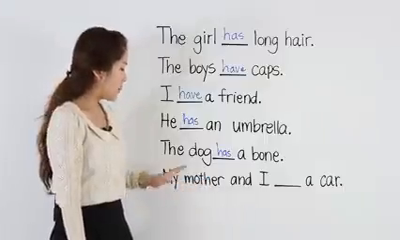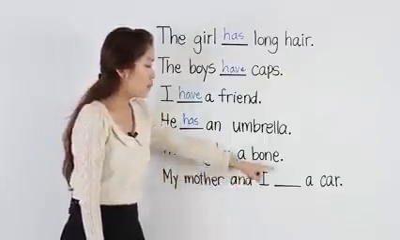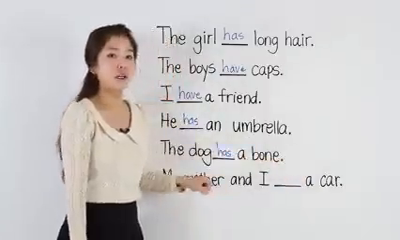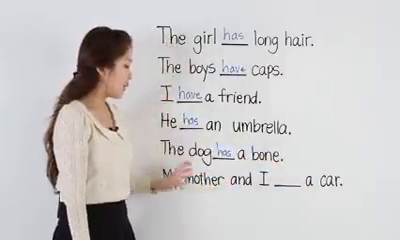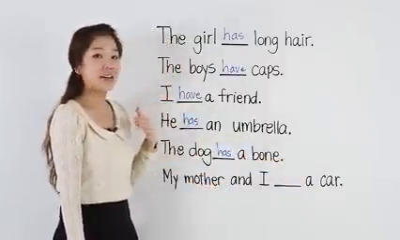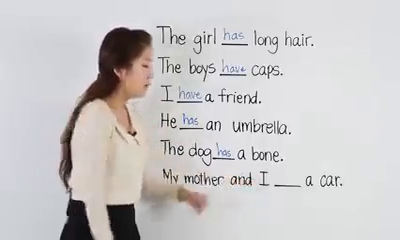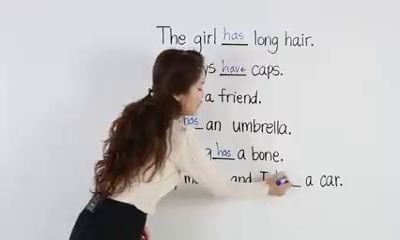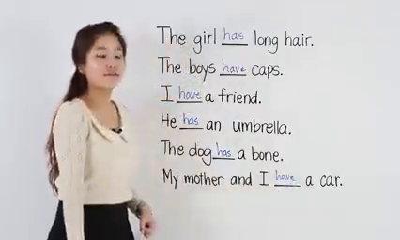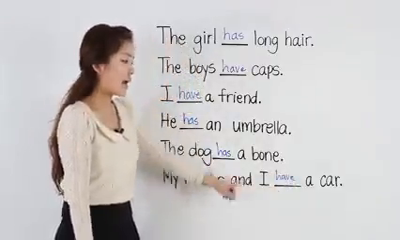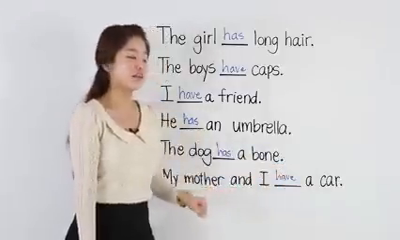And last, my mother and I blank a car. Okay, this one's tricky. My mother and I. We have to say we. We have a car. My mother and I have a car.